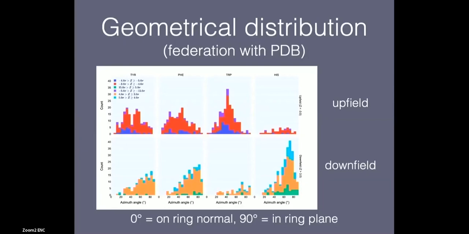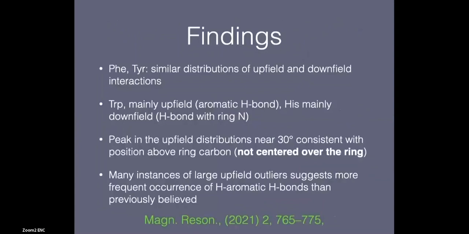So it suggests that they're not sitting directly above the center of the aromatic ring, aligned with the normal, which is what Perutz and Levitt hypothesized. Instead, it turns out they're largely sitting directly above one of the ring carbons. So they're not hydrogen bonding to the donut hole. They're hydrogen bonding to p pi orbitals, which actually makes a lot of sense. Anyway, so that's a summary of the findings.